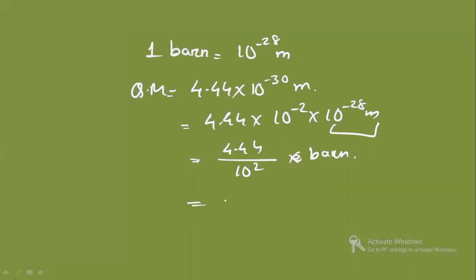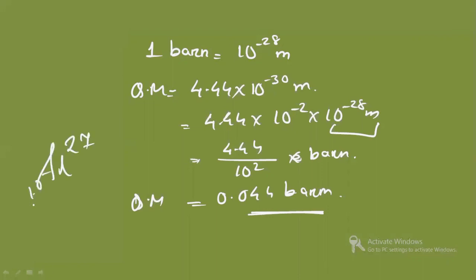When you do this, you will get 0.044, the decimal will come ahead, this much barn. Alright. So this is the quadrupole moment of aluminium 27 13 in barn.